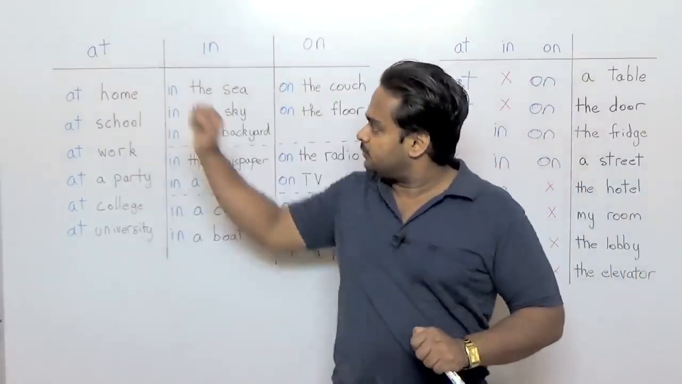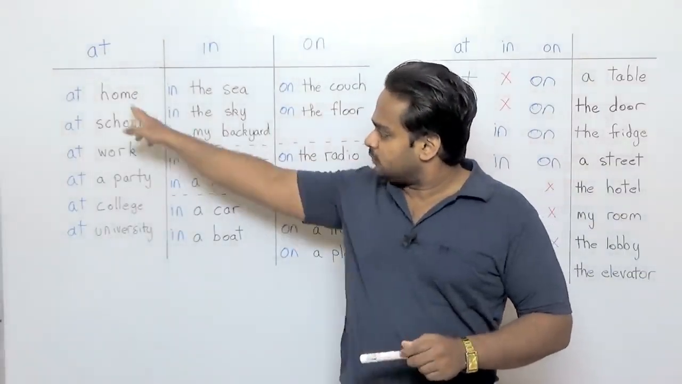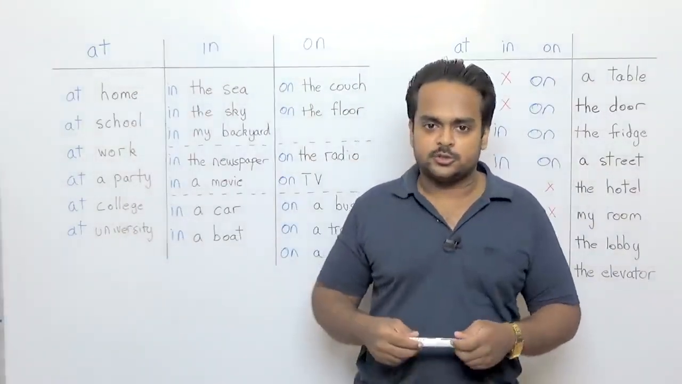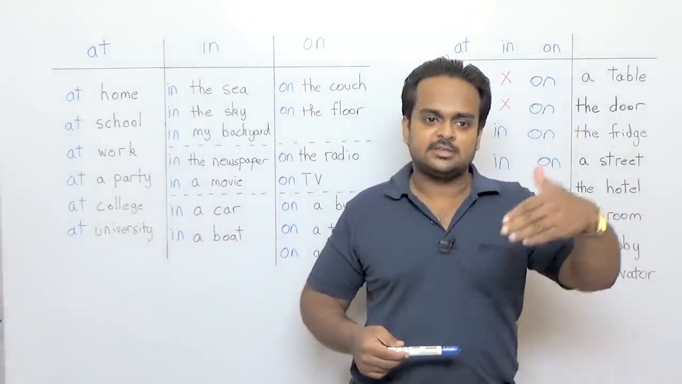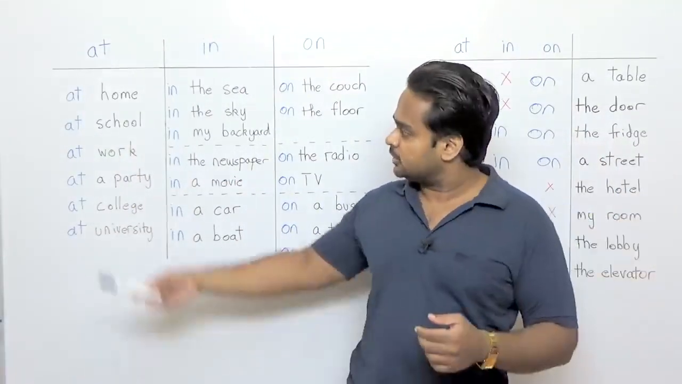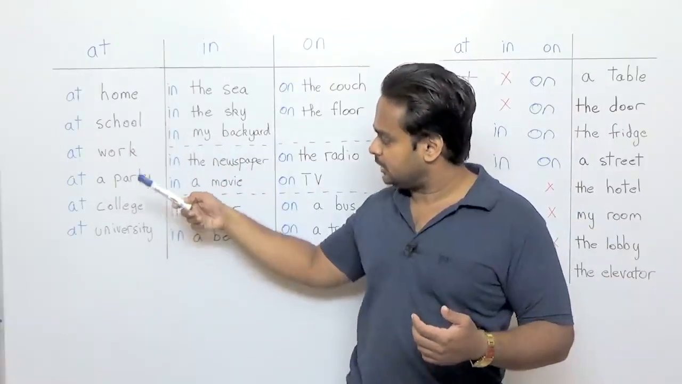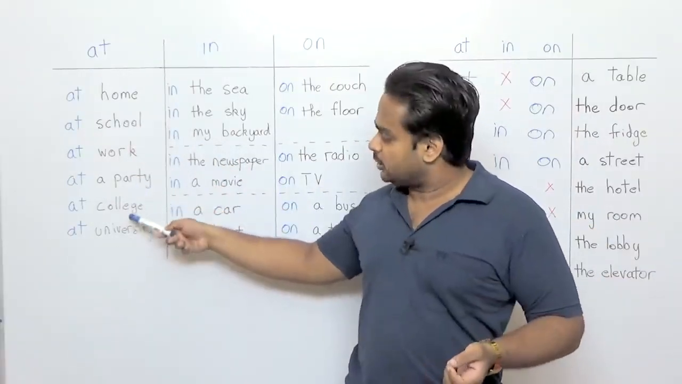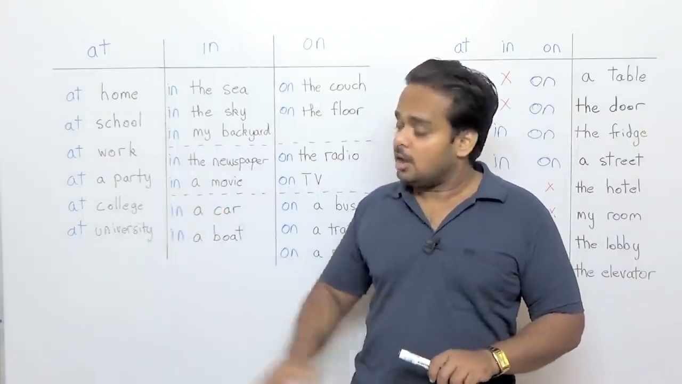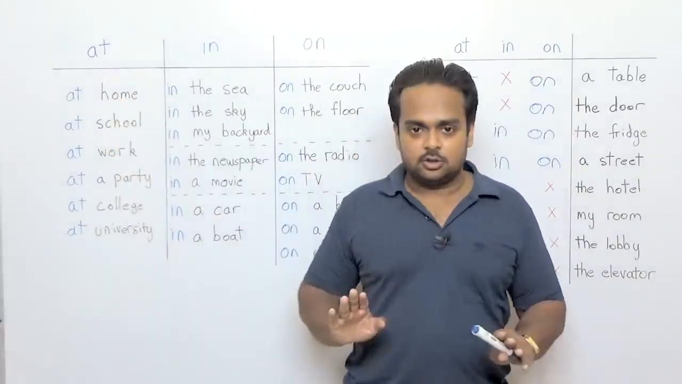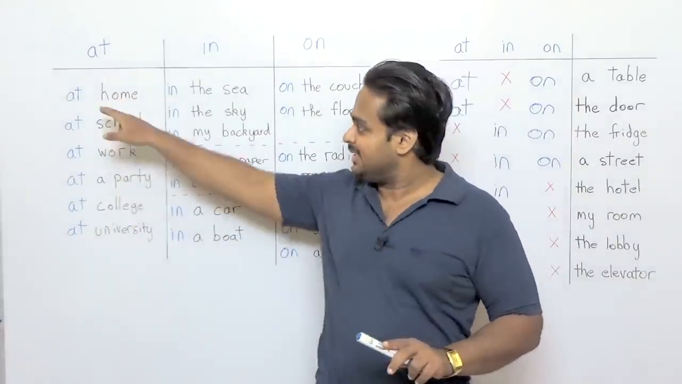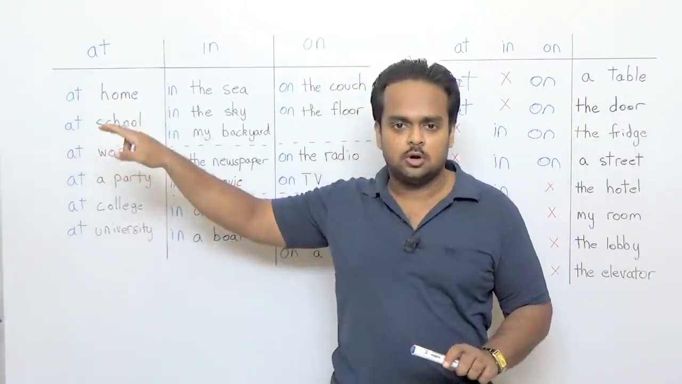Let's look at "at" first. All of these are answers to the question, where are you? Or where is he or she? A person can be at home, at school, at work, at a party or at an event, at college or at university. These will never change.